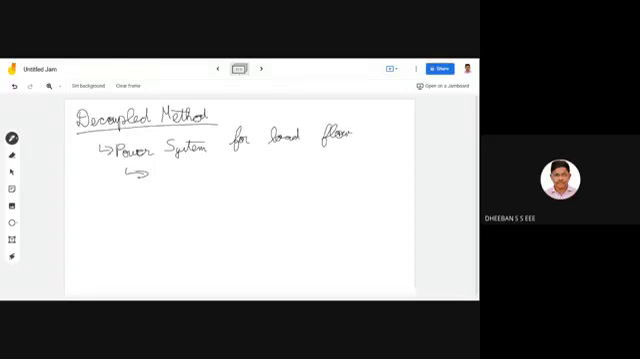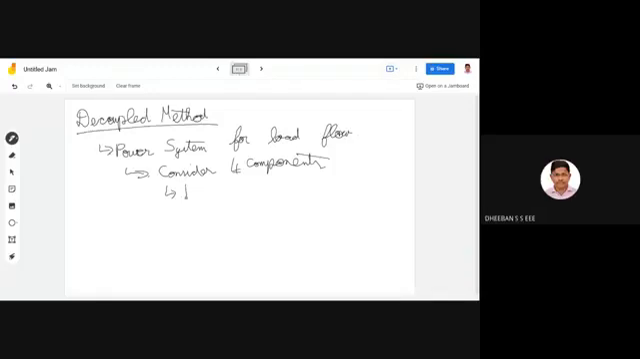Can anybody name what the four components are? Generator, load, those things. Those will be represented as what kind of bus? PV, PQ, yes. So those are the four components.